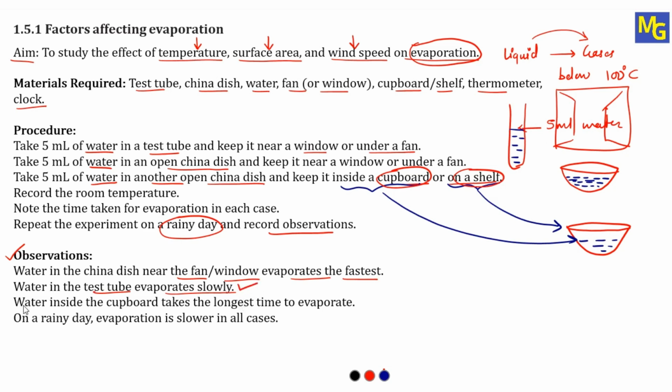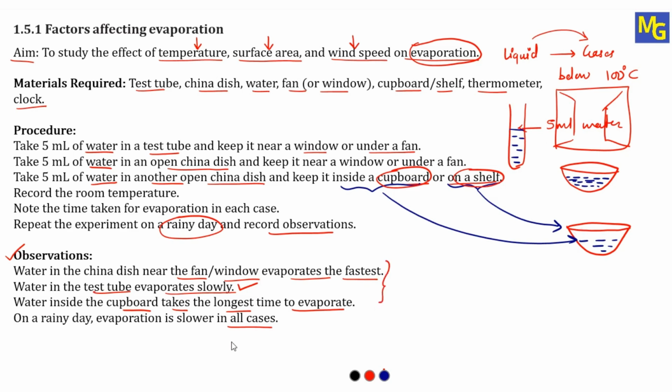Third observation: water inside the cupboard takes longest time to evaporate. So third china dish which we have kept inside the cupboard or on the shelf, in that china dish we can see the evaporation rate is very slow. Fourth observation: on a rainy day evaporation is slower in all cases. So when we repeated the same experiment on a rainy day, the evaporation speed in all the apparatus is slower compared to the earlier observation.